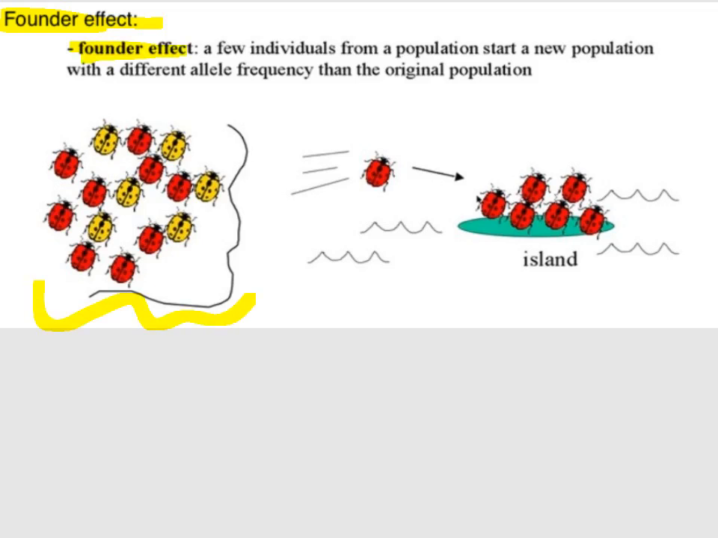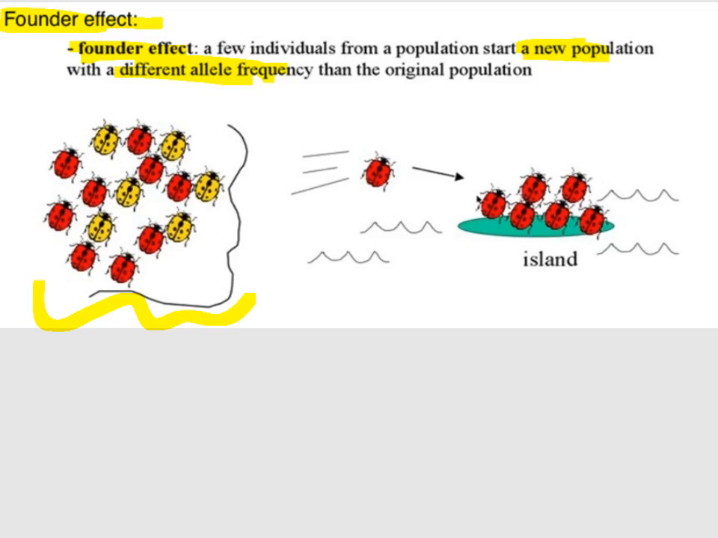This is when we have a few individuals from a population start a new population. So we have some founders that are going to leave the original population, and they're going to found or start a new population. But the thing is, these ones that leave to start the new population have a different allele frequency. So what happens is, instead of having an equal distribution in our original population here, we have approximately half and half red ladybugs with the yellow ladybugs.